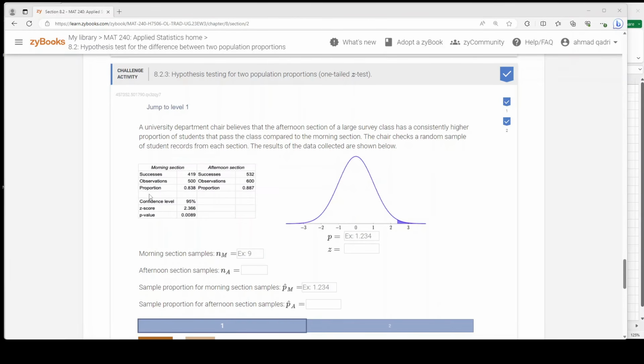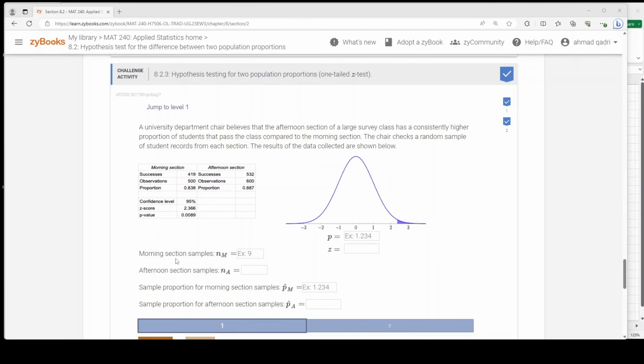This is challenge activity 8.2.3, and this is about hypothesis testing for two population proportions, and this is a one-tailed z-test. The question is, a university department chair believes that the afternoon section of a large survey class has a consistently higher proportion of students that pass the class compared to the morning section. The chair checks a random sample, and so we have to carry out the hypothesis test. This is the summary data provided to us, so let's answer these questions.